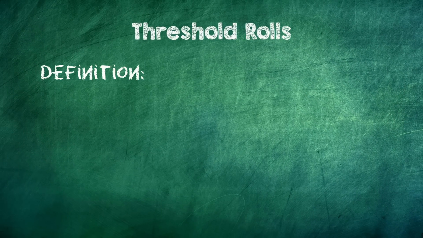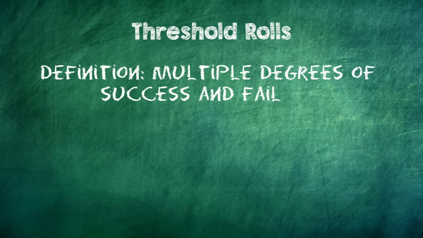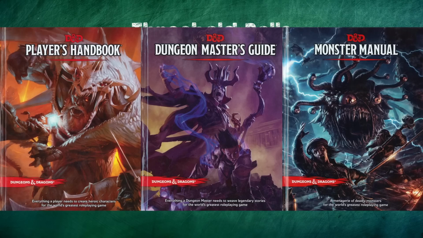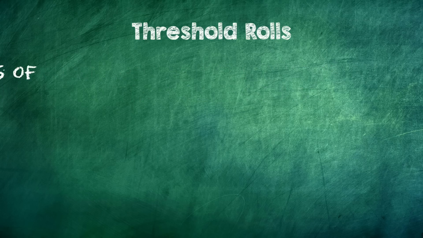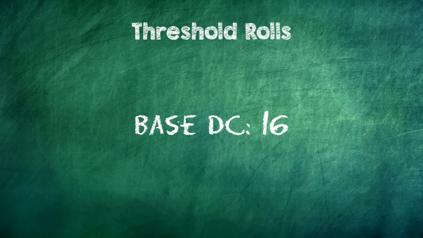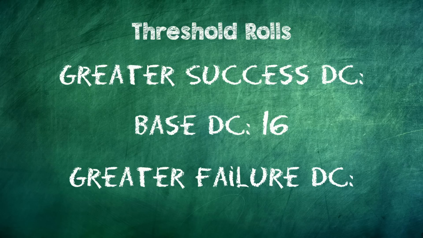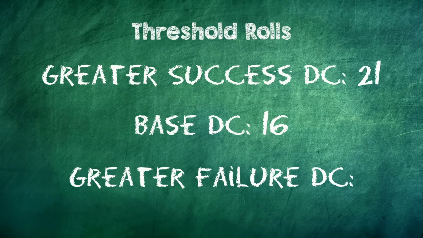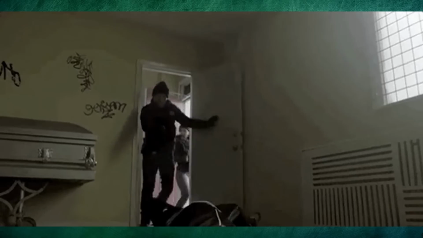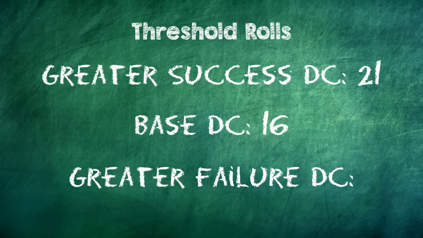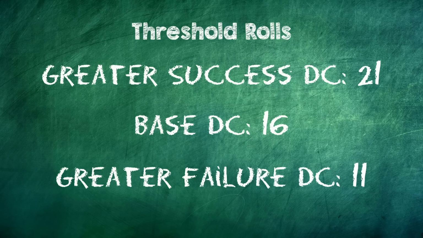So threshold rolls have multiple degrees of success and failure. This idea is occasionally present in 5e, but is very prevalent in Pathfinder 2e. In the case of this door, it's DC 16. It seems like a vanilla roll, but then we add the thresholds. If the fighter beats the DC by 5 or more, the door will smash into a cultist before the start of the next fight. If the fighter fails the DC by 5 or more, the fighter takes some minor damage from the door.